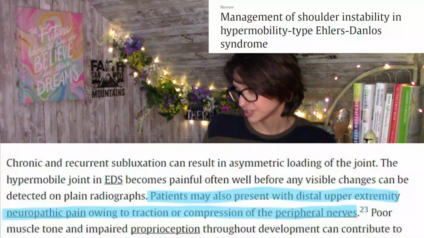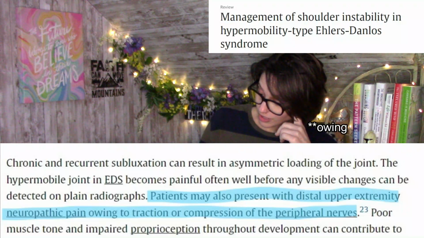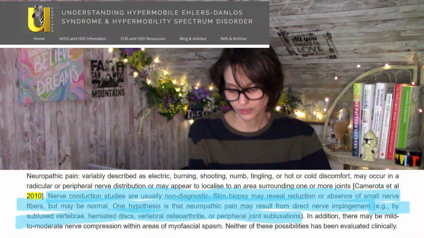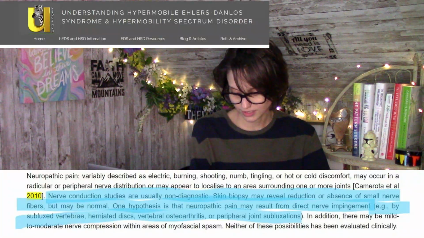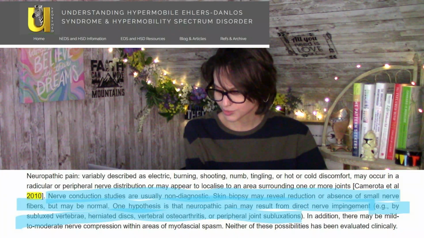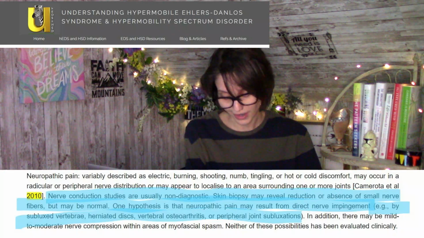Your arm will sublux or dislocate sporadically, so the symptoms will sporadically happen. Patients may also present with distal upper extremity neuropathic pain, owing to traction or compression of the peripheral nerves. Just a single section. It says neuropathic pain. Nerve conduction studies are usually non-diagnostic. Skin biopsies may reveal reduction or absence of small nerve fibers.